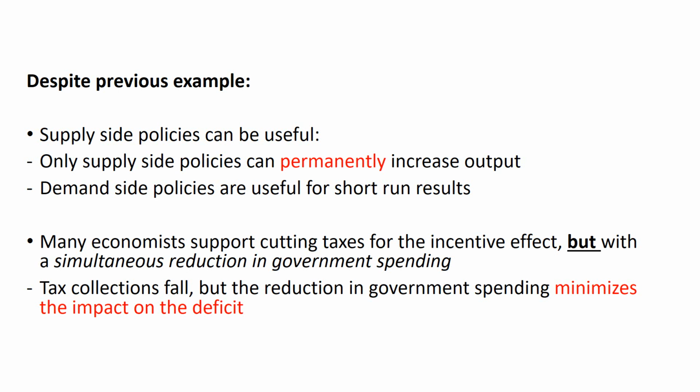There are economists who would support cutting taxes for the incentive effect, but they would argue that this should be undertaken with a simultaneous reduction in government expenditure. So on the one hand, you would cut taxes to try and increase the number of people working, but you would reduce government expenditure to ensure A, that tax revenues aren't compromised, and B, to mitigate against the inflation that would be caused as a result of the tax cuts.